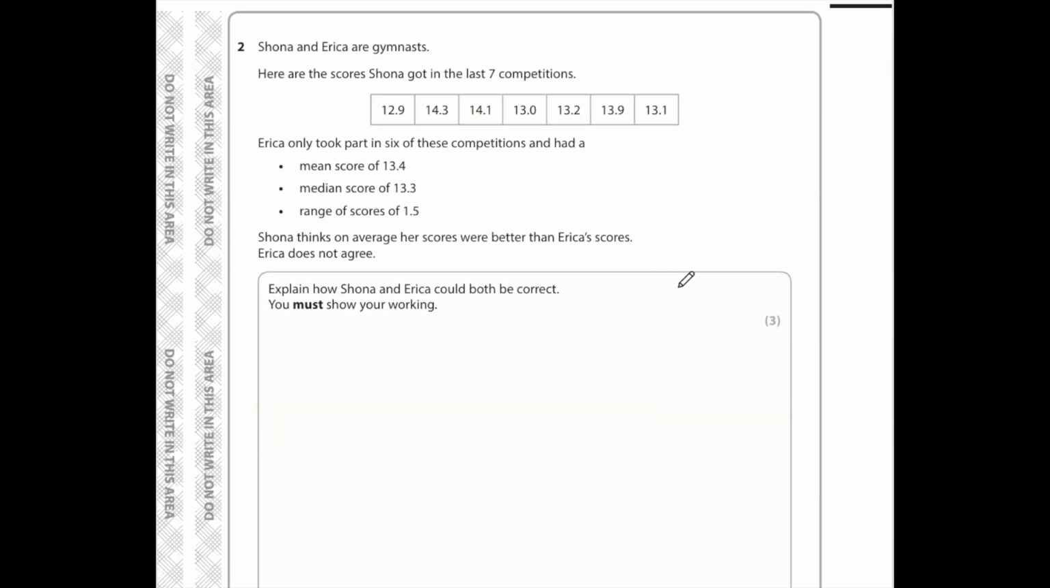Question number 2. Okay, so this is for Erica here. The range has got nothing to do with the average, so we can just ignore that. So let's work out the mean and the median for Shona. So the mean is going to be all of those figures added together, divided by 7. Now if we add all of these together, we get 94.5, and divided by the 7 competitions comes to 13.5.